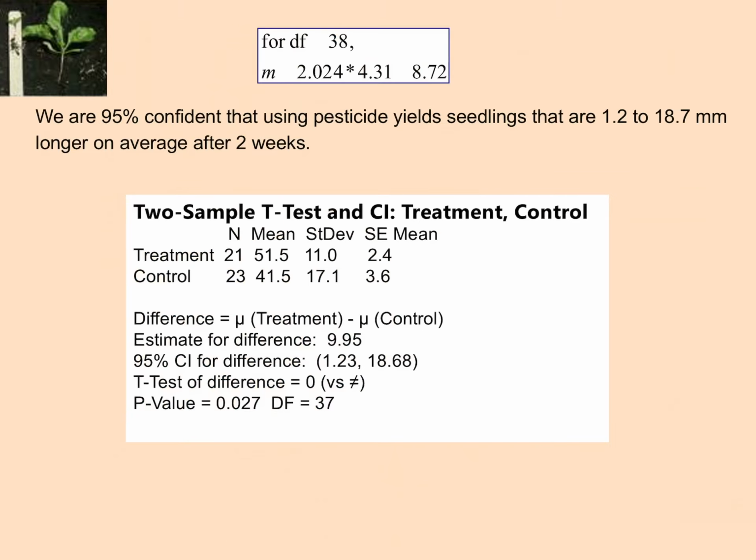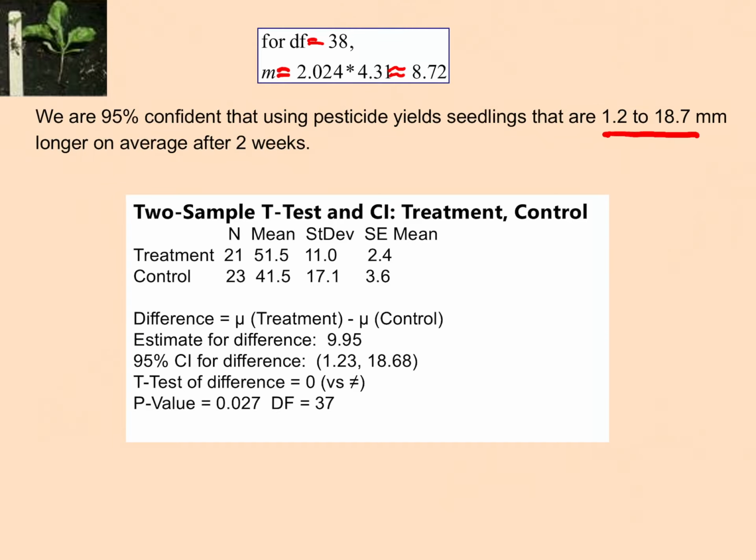We can do that by looking up on a table, or we can just have Minitab calculate it for us. So here we have output from Minitab. For degrees of freedom of 38, our margin of error again is going to roughly equal 8.72. Now there's a little bit of rounding error here because we couldn't use 38. It wasn't in our table, so we had to use 30. So we had 8.8 versus 8.72, but that difference is usually not any more than rounding error, so it's okay.